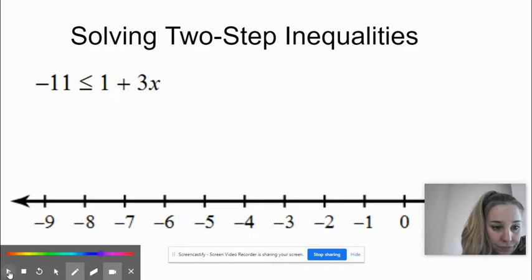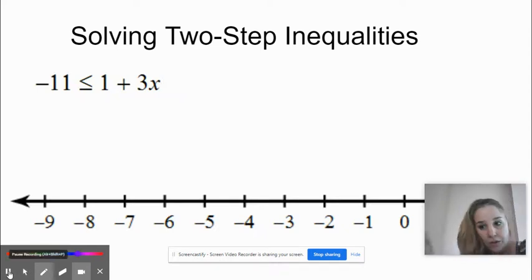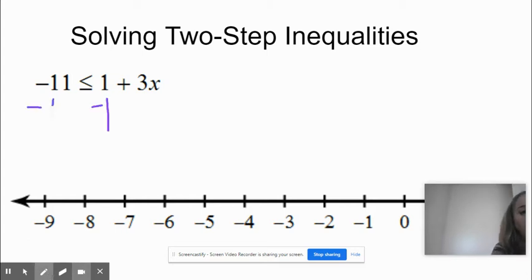Let's take a look. So just like a two-step equation, right? We would subtract 1 from both sides. Subtract 1 from both sides, right? And that's going to bring you to negative 12 is less than or equal to 3x.